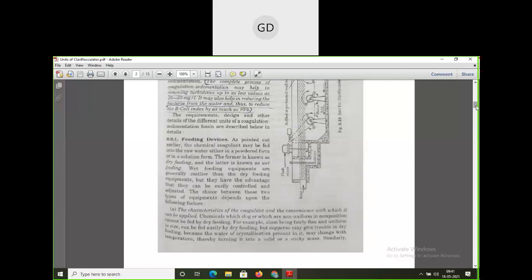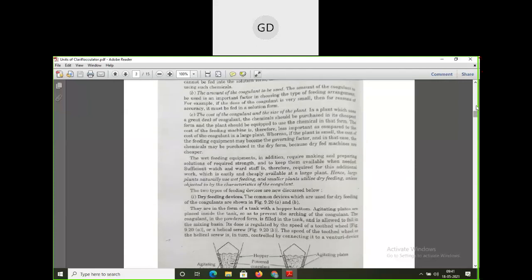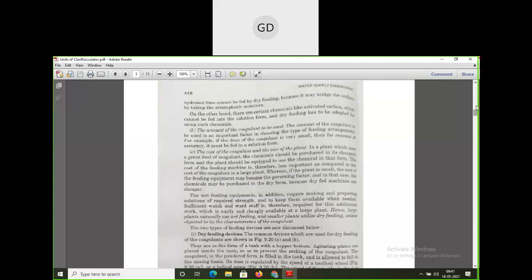Next, number two is the amount of the coagulant to be used. The amount of the coagulant is also important in choosing what type of feeding arrangement you want. If the coagulant dose is very small, then for accuracy purposes you can feed the coagulant in a solution form.